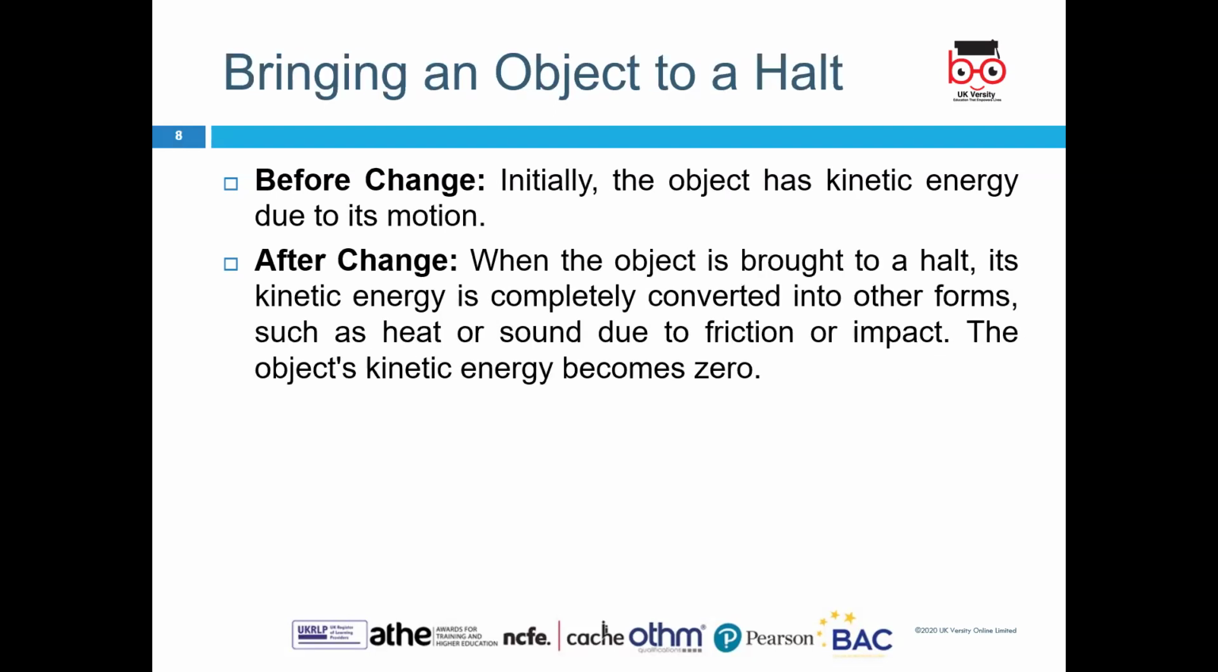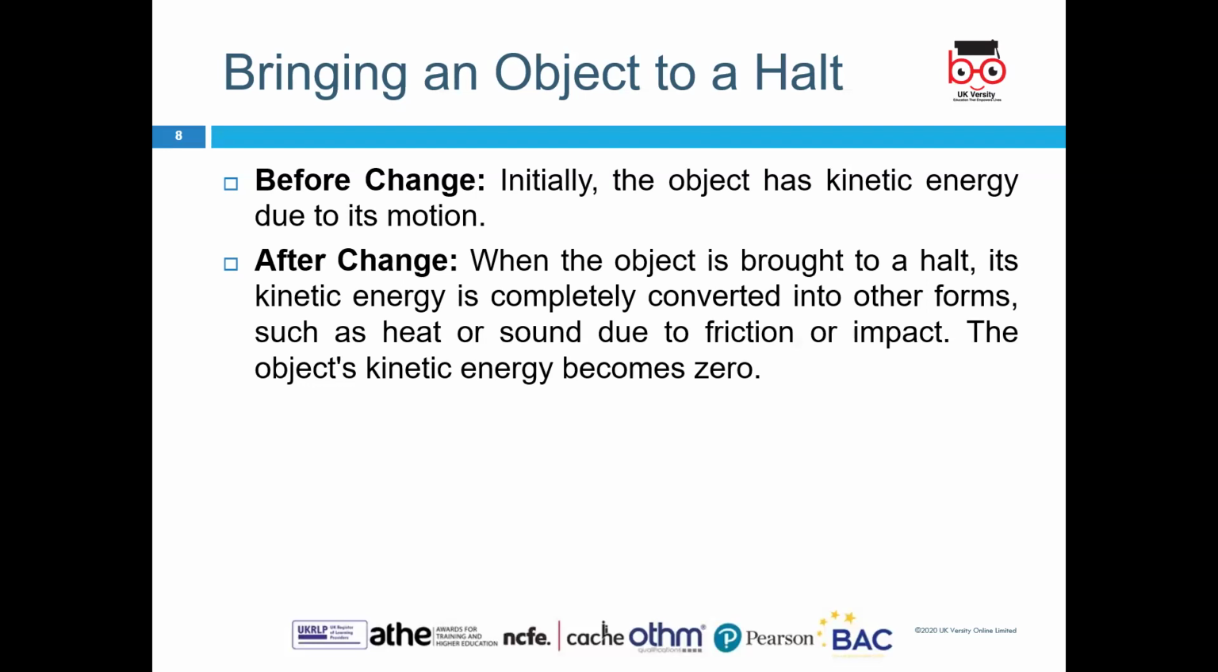And now the next example is bringing an object to a halt. Before the change, the object has kinetic energy due to its motion. But after change, when the object is brought to a halt, its kinetic energy is completely converted into other forms, such as heat or sound due to friction or impact. The object's kinetic energy also becomes zero.